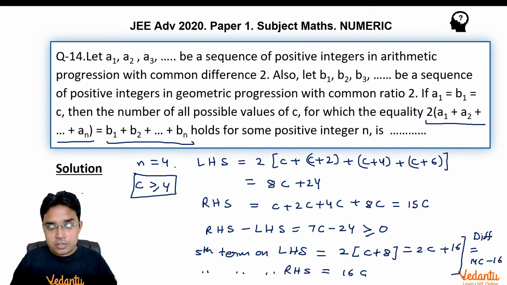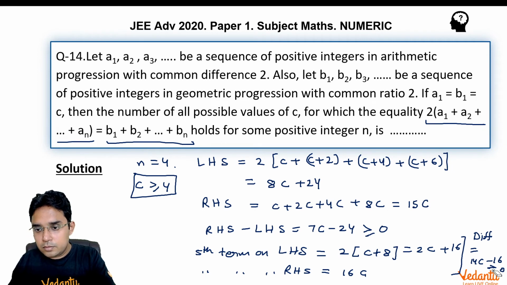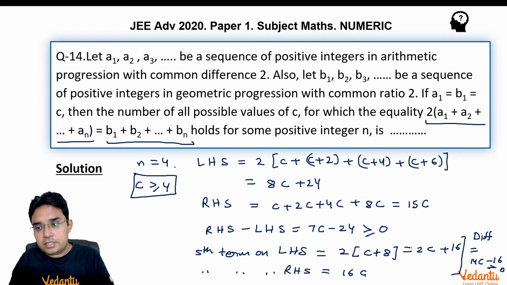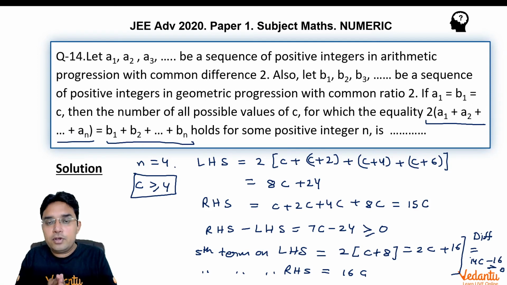And you can see, because c is greater than or equal to 4, it is not possible for this difference to become 0 or negative. It has to be positive only, not even equal to 0, it has to be greater than 0. So what conclusion have we made here? If I take n is equal to 4, RHS is going to be greater than LHS, and if you take the fifth term and take the difference, this difference will be further positive.